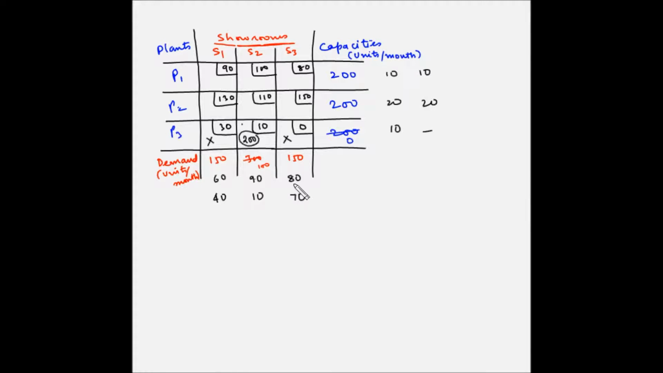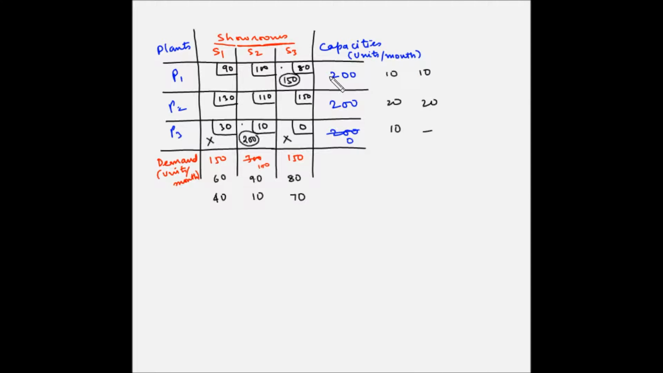Now let's allocate the maximum to the square with the lowest cost in this column, which is P1S3. Now P1 has a supply capacity of 200 units while S3 has a demand of 150 units. So the maximum we can allocate here is 150.